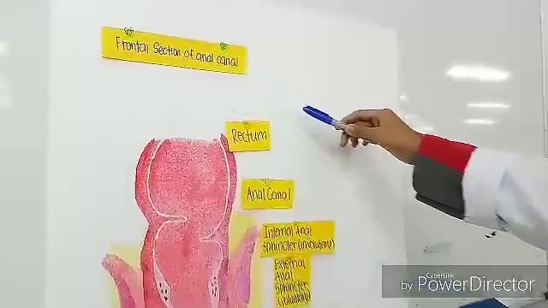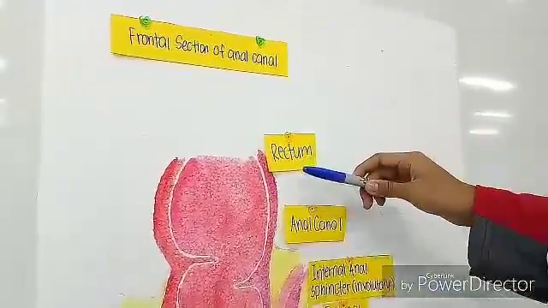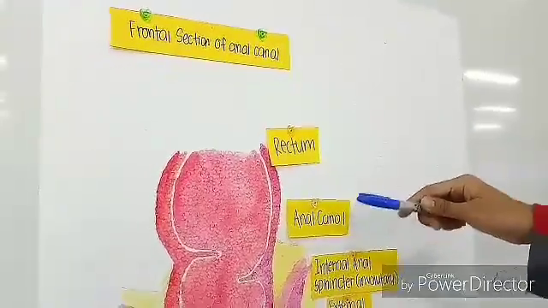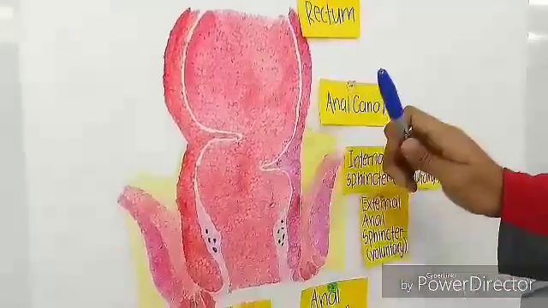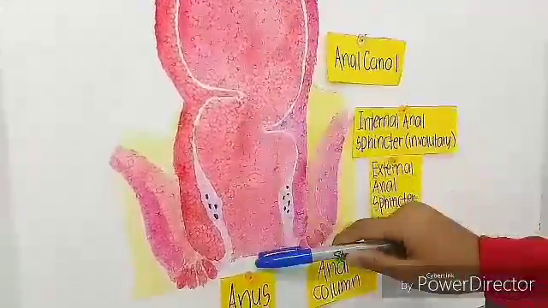This is the frontal section of the anal canal. The rectum, the last 20 cm of the gastrointestinal tract, lies anterior to the sacrum and the coccyx. The terminal 2 to 3 cm of the rectum is called the anal canal. Here is the anal canal.